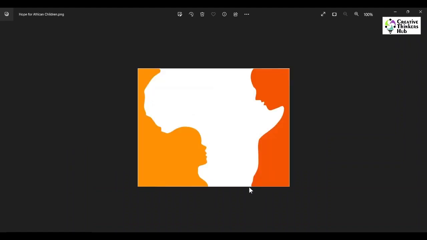This is the Hope for Africa logo. Over here we are trying to show the map of Africa, but if you look closely, you will also see the face of a child and the face of the mother coming in, where you can very easily adopt African children, take them home, and give them a better life.